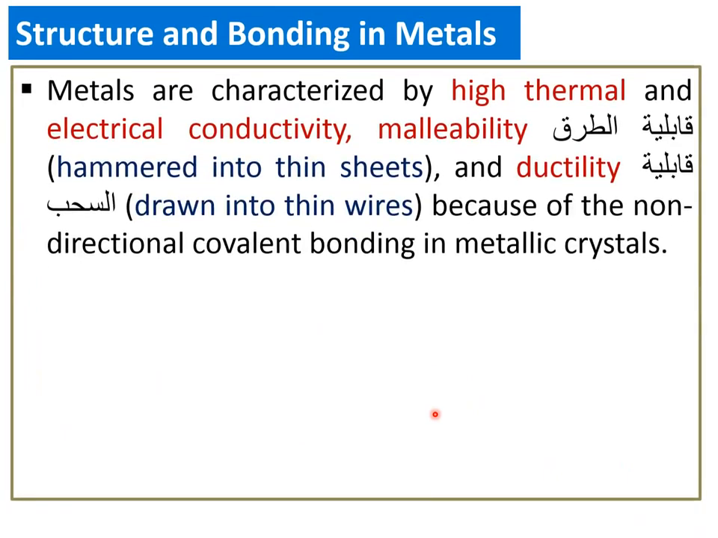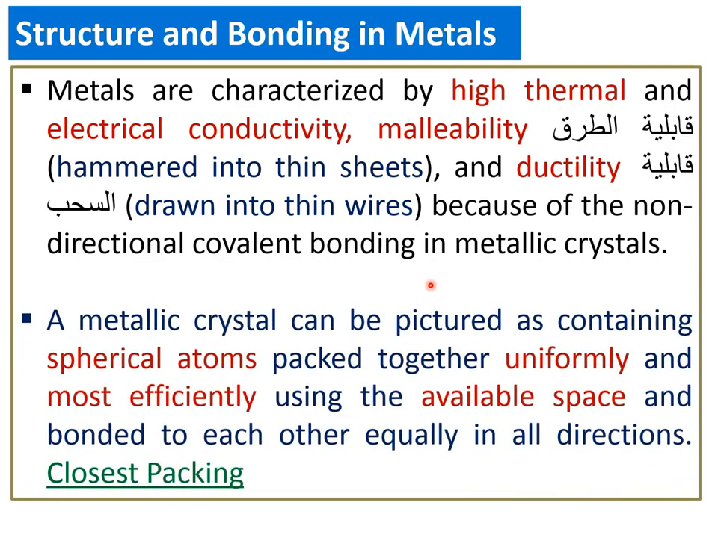Okay, so we'll spend some time talking about the packing of elements in metals. Okay. Metals are characterized by high thermal and electrical conductivity, ductility, and malleability, because of the non-directional bonding in the metallic crystal. A metallic crystal can be pictured as containing spherical atoms. Usually we consider spherical particles because a sphere has the least surface area, as I said, okay? And the atoms try to decrease the surface area to decrease the surface tension, okay?